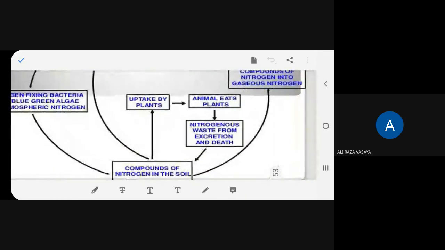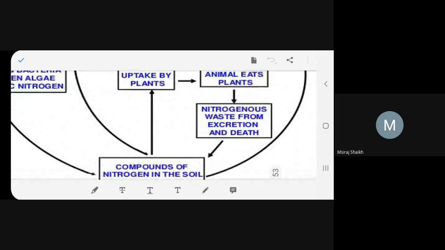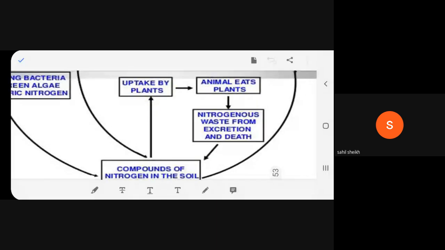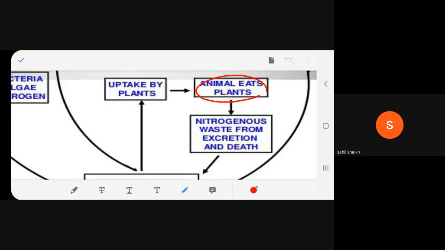Okay. Now, when in the soil these compounds of nitrogen are prepared, they are taken up by plants. Am I right? So the plants take it up. Now these plants are eaten by whom? Animals eat plants. Understood? So the plant made protein, this protein is eaten by animals. So animals got protein.